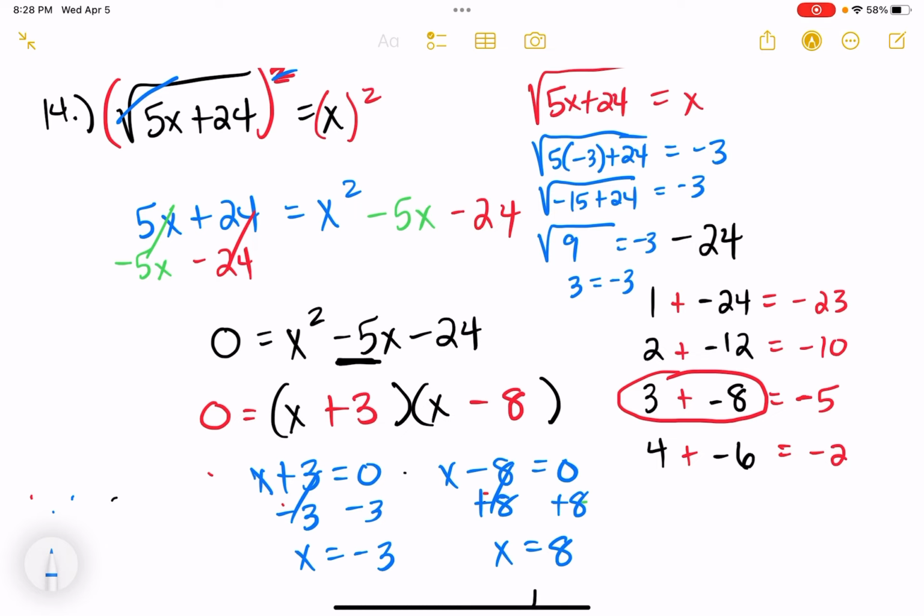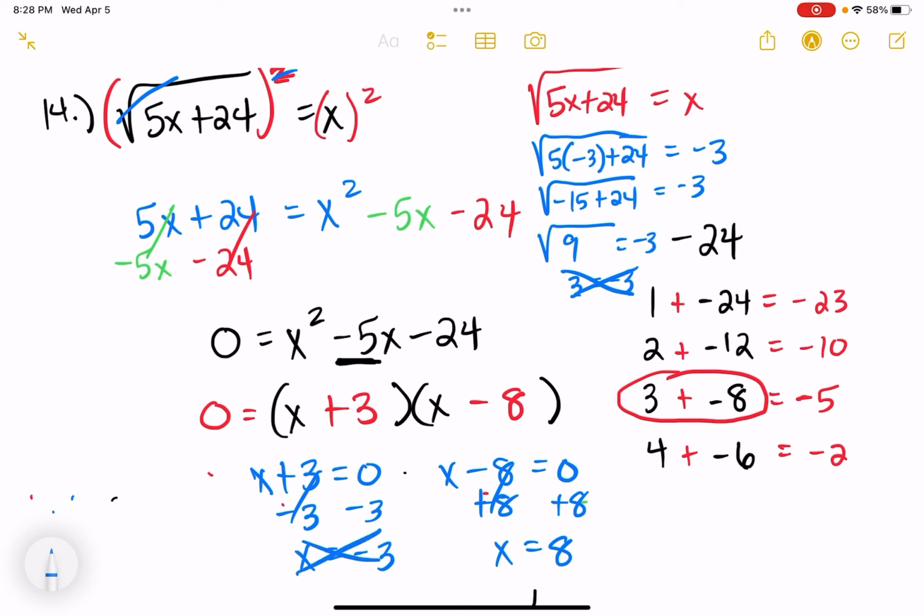Now I knew that wasn't going to work because it said that the square root of something had to equal a negative. The square root of everything should always be a positive. Okay, you can't get a negative when you take a square root. So basically, because that didn't work, x equals -3 will not work.